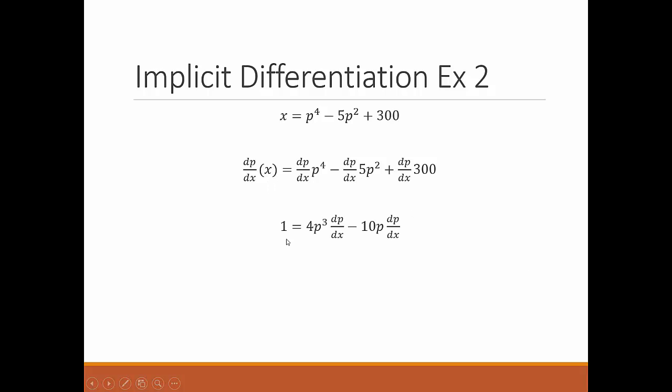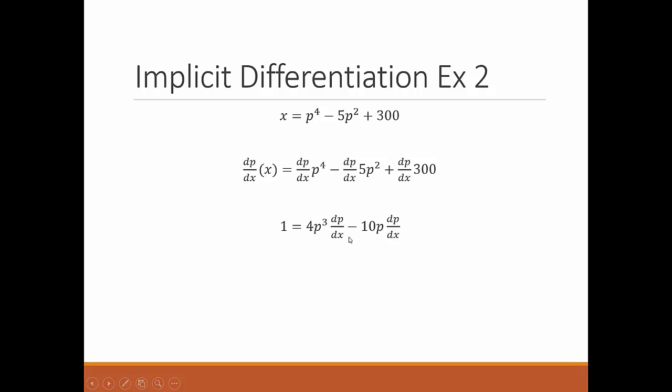So the derivative of x is just 1. The derivative of p to the fourth is 4p to the third, and I have to follow it with the dp dx because there is no x variable. The derivative of 5p squared, well, 2 times 5 is 10. Subtract 1 becomes p. Again, no x, so I put my implicit part, my dp dx. And of course, the derivative of 300 is a constant.